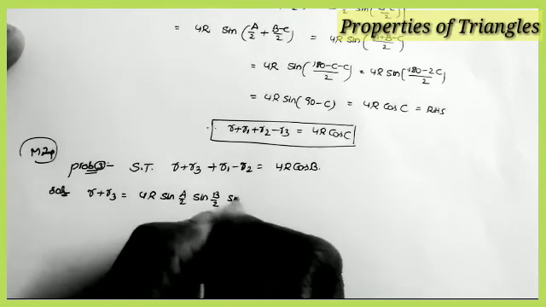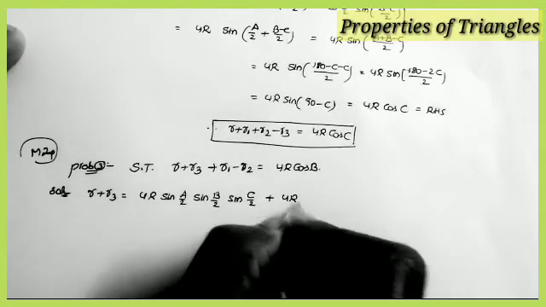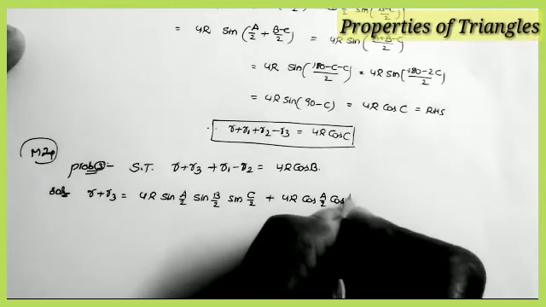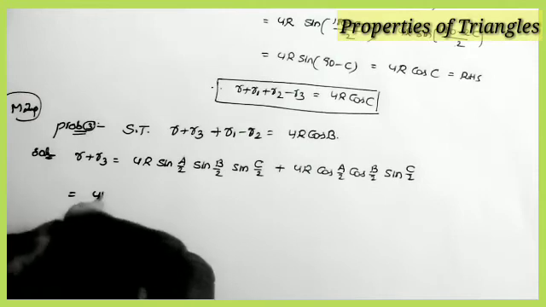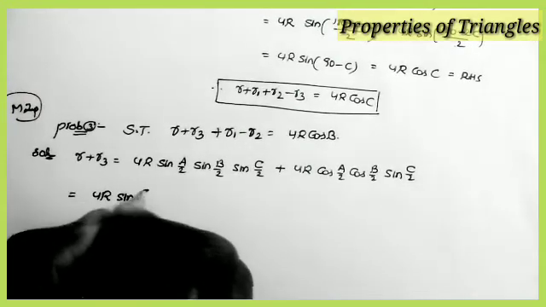If you have any doubt, then see the answer. Okay. 4R sin A by 2, sin B by 2, sin C by 2. And this is 4R cos A by 2, cos B by 2, sin C by 2. All of you first start the sum without seeing. It is equal to 4R. What are the common terms? Sin C by 2. 4R sin C by 2.